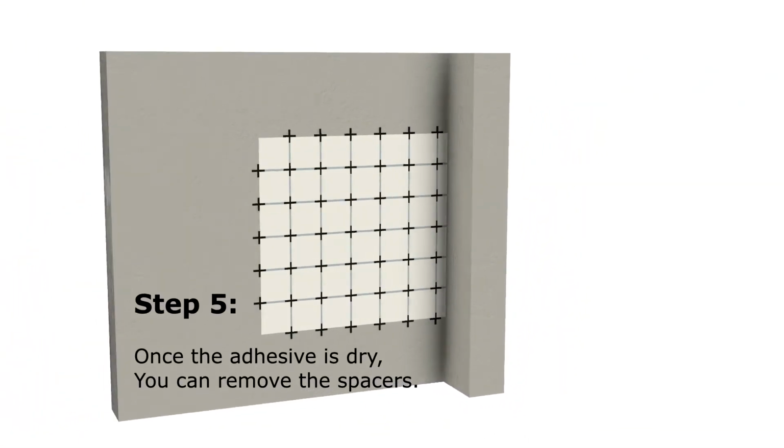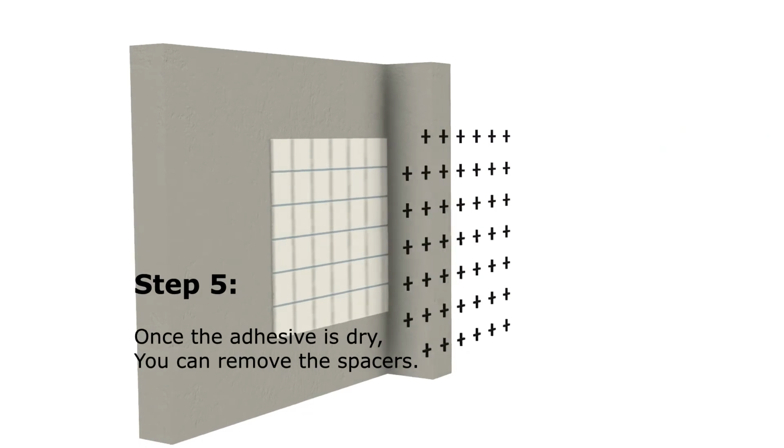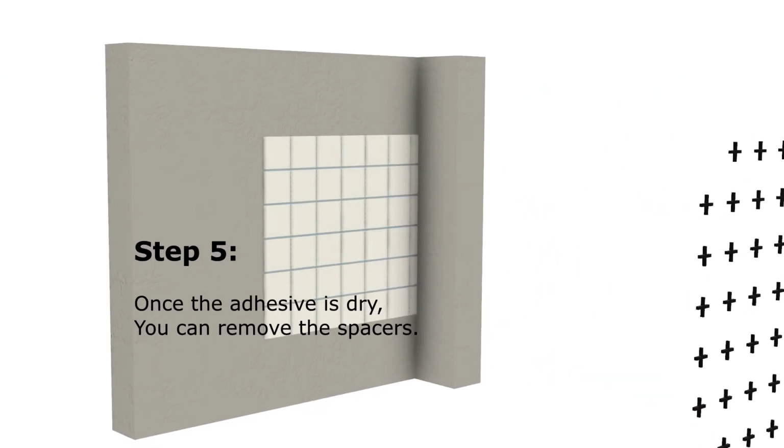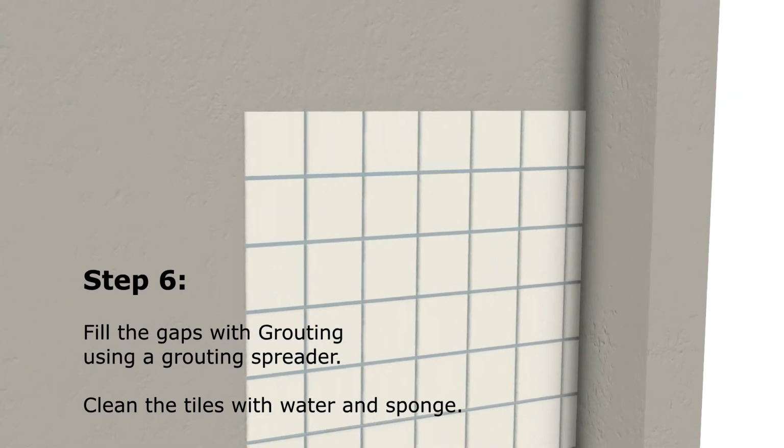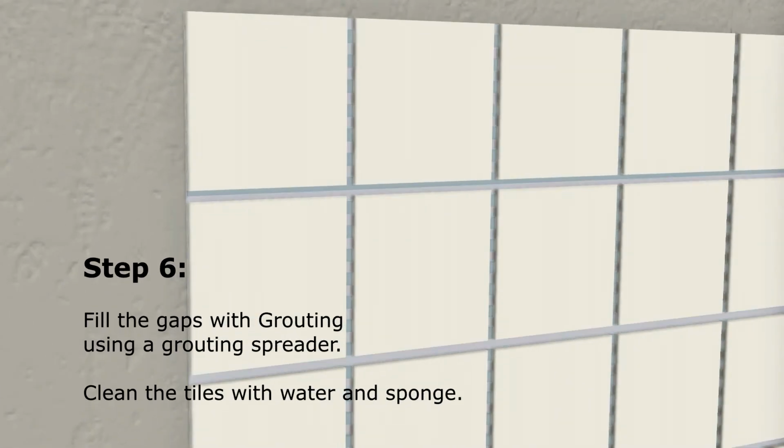Step 5. Once the adhesive is dry, you can remove the spacers. Step 6. Fill the gaps with grout using a grouting spreader. Clean the tiles with water and a sponge.